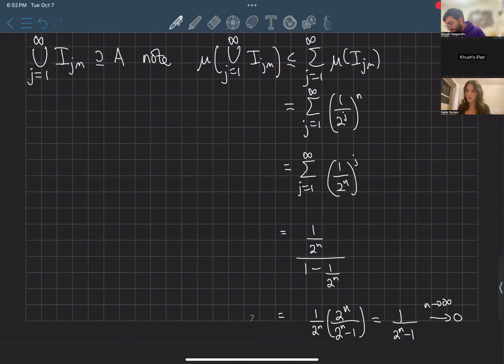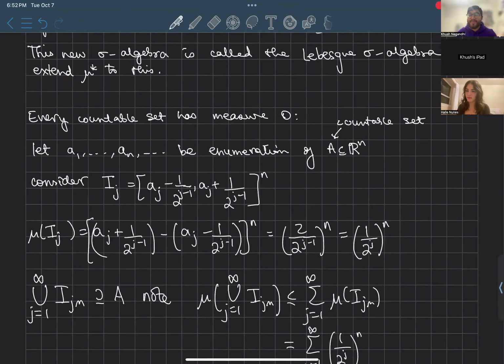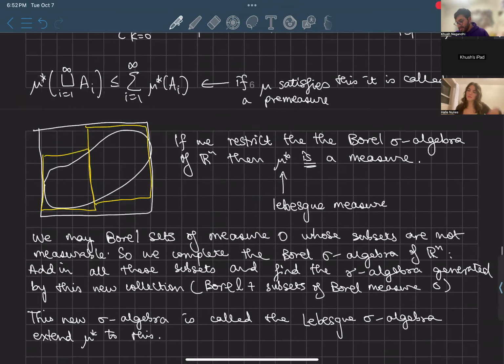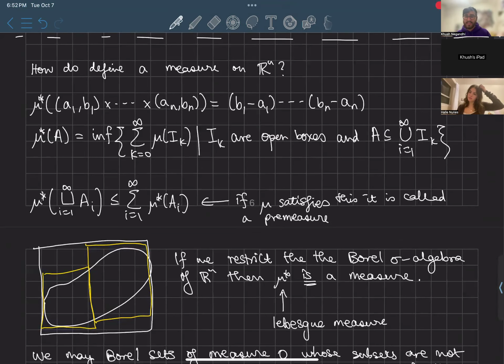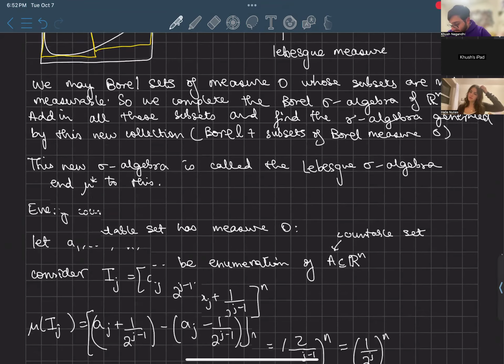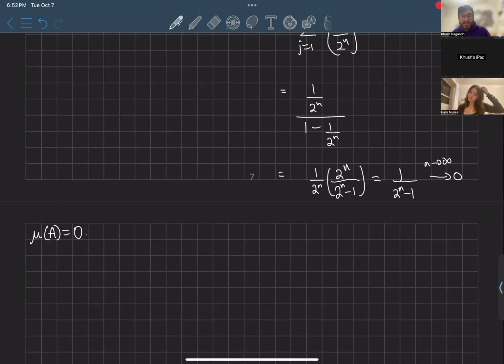Okay, so we talked about measures and integration over lines. Next meeting, we will talk about how to integrate real valued functions on measure spaces. Are there any questions?